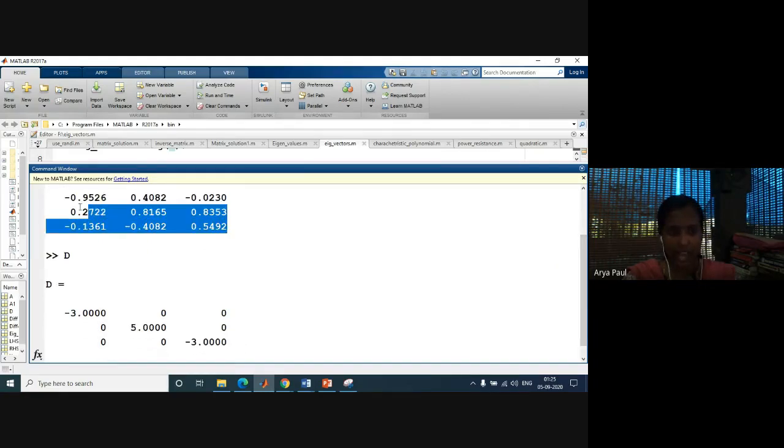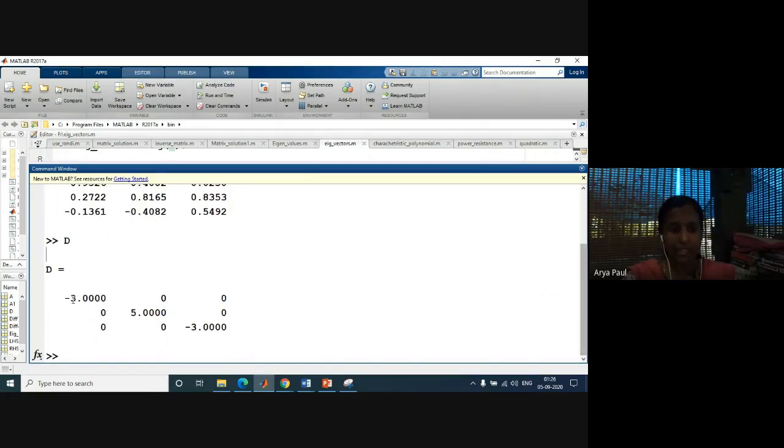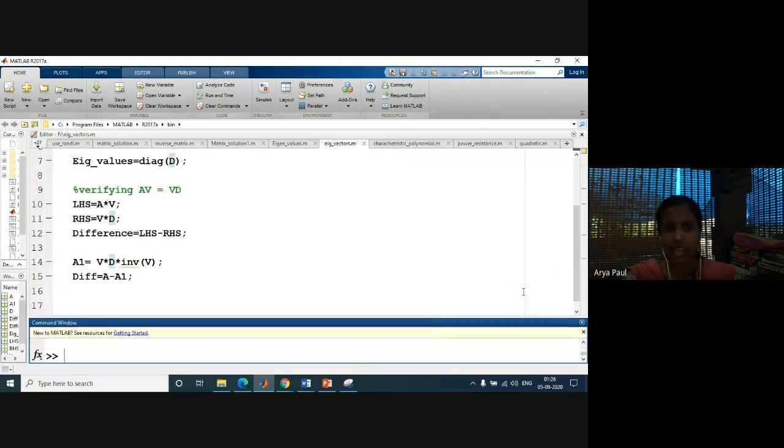So V is the eigenvector. First column is the first vector. Second column is the second vector. Third column is the third eigenvector. The diagonal elements are eigenvalues. I hope this is clear. Eigenvector and eigenvalue.